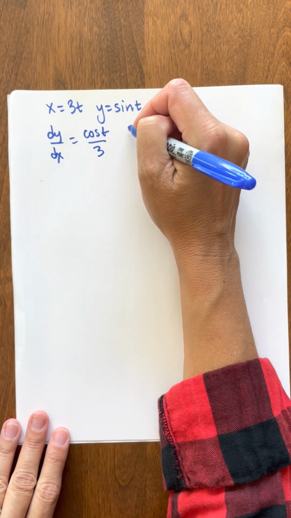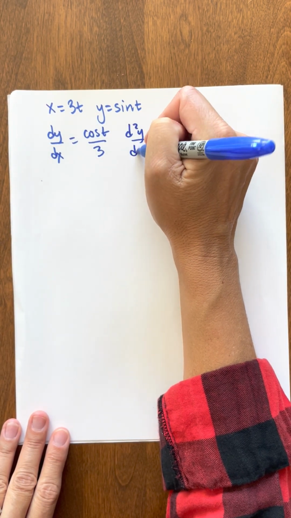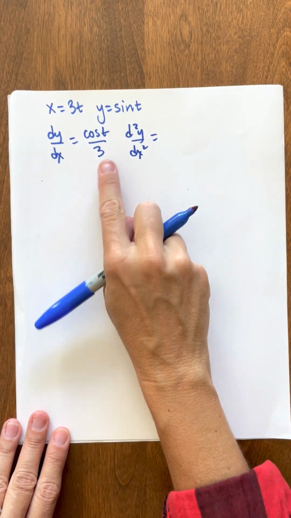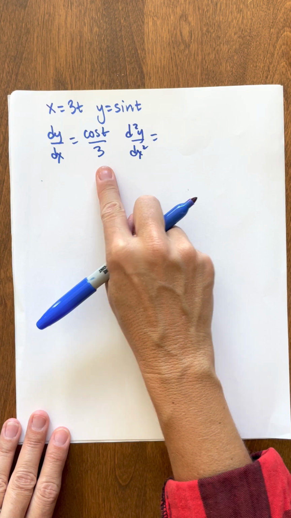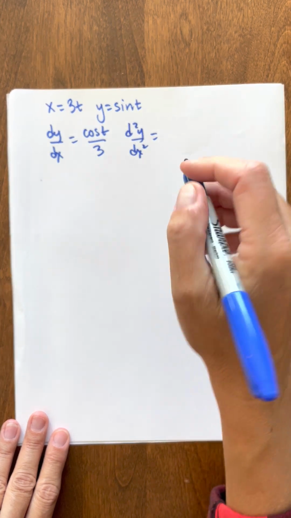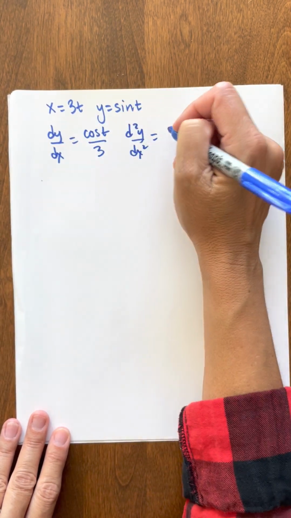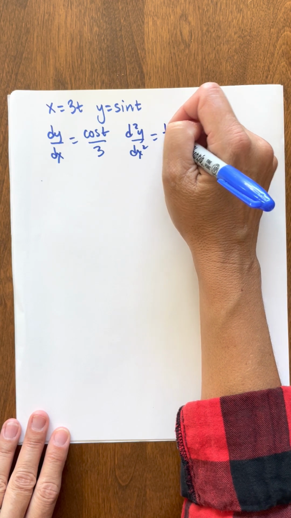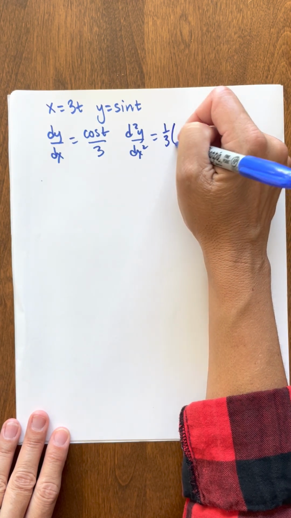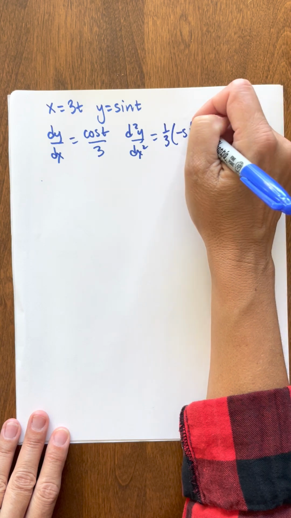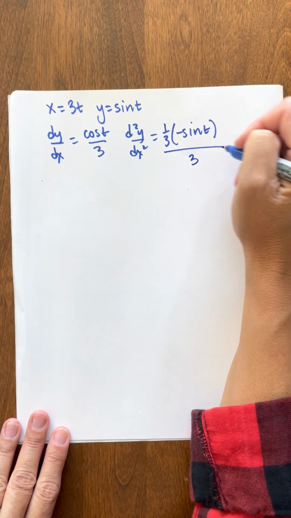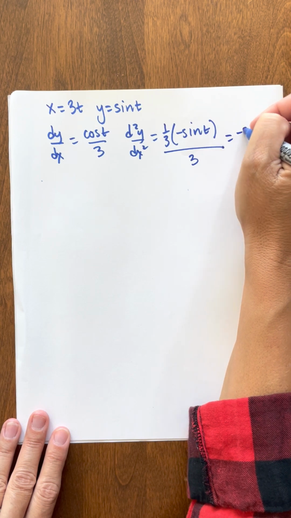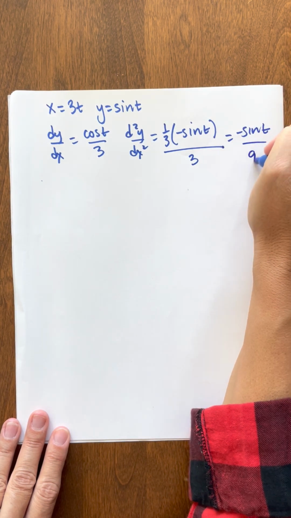To find the second derivative, it's going to be the derivative of the derivative with respect to t over dx/dt. So it's going to be the derivative of this term, which is 1/3 times the derivative of cosine t, all over dx/dt, which is still 3. Cleaning up my complex fraction, I get negative sine t over 9.